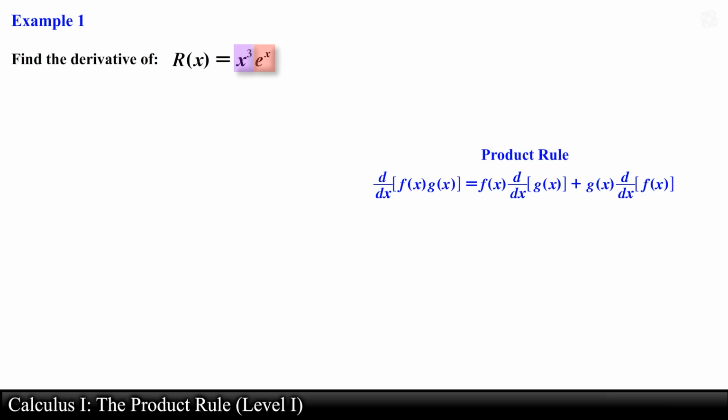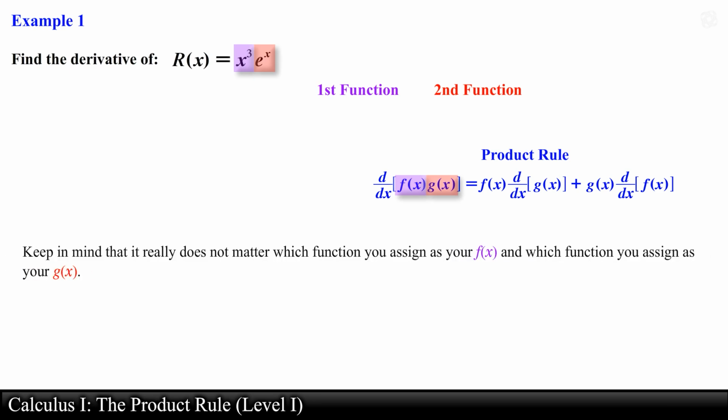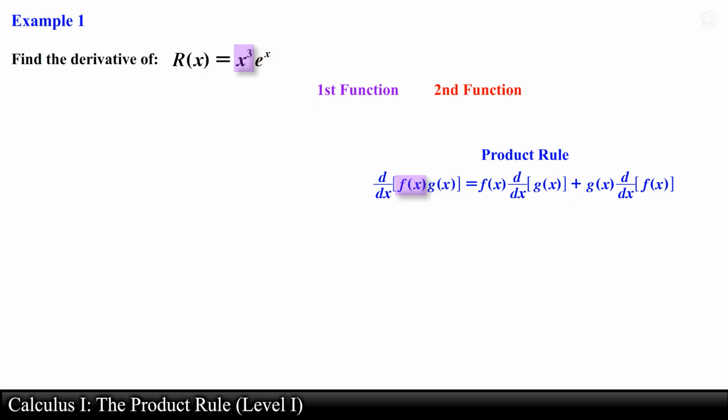In order to apply the product rule, we need to decide which function is going to be the first function, in this case f of x, and which one will be the second function, in this case g of x. Keep in mind that it really does not matter which function you assign as your f of x, and which function you assign as your g of x. It is totally up to you. Just make sure you apply the product rule correctly once you made your decision. For this example, I will assign x cubed as f of x and e to the x as g of x. With this assignment, we go ahead and apply the product rule.